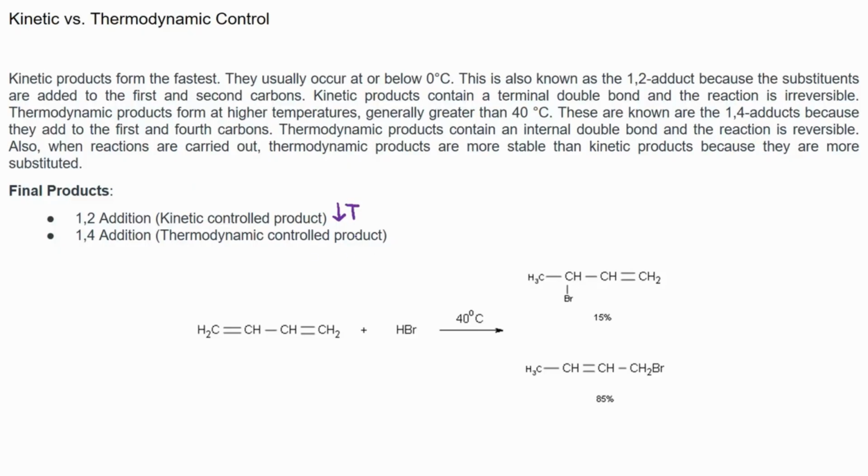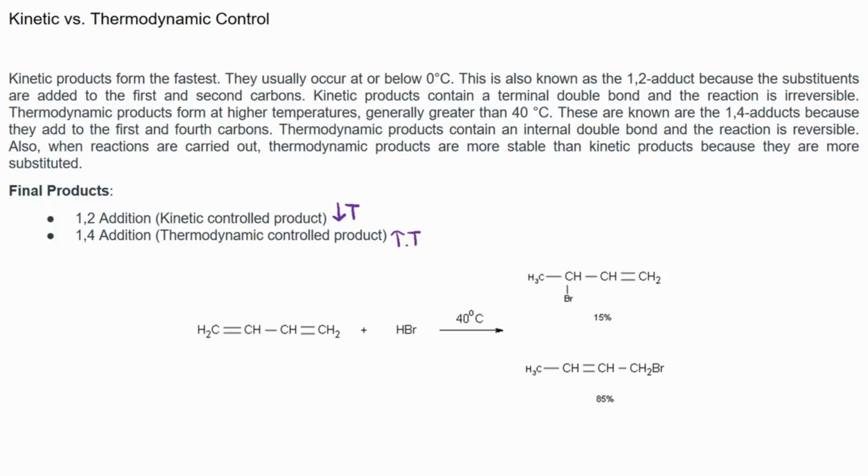So a 1,4 addition, that is a thermodynamically controlled product, and we will produce more of that when we increase the temperature. When I say increase the temperature, it's usually more than about 40 degrees Celsius. About 40 degrees Celsius, we're looking at more than 100 degrees Fahrenheit. So this is pretty warm.